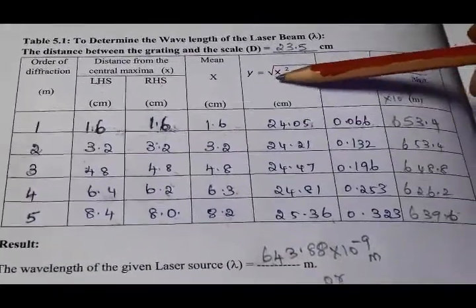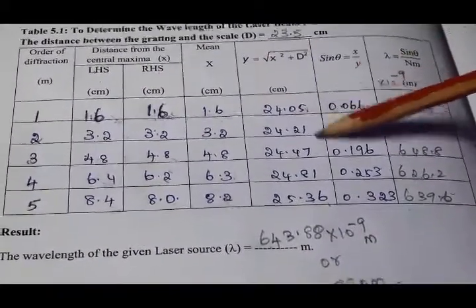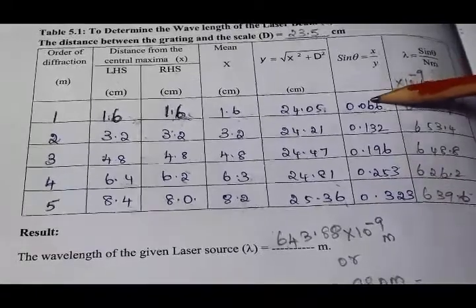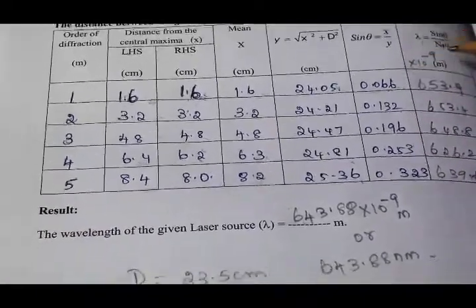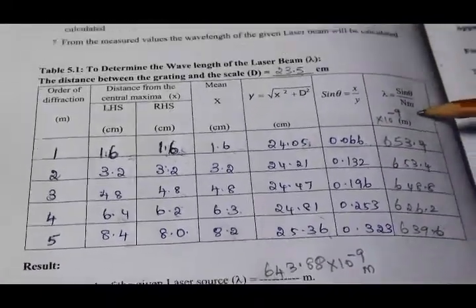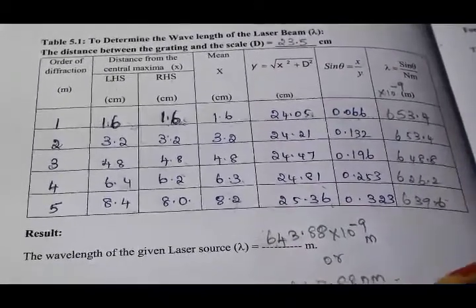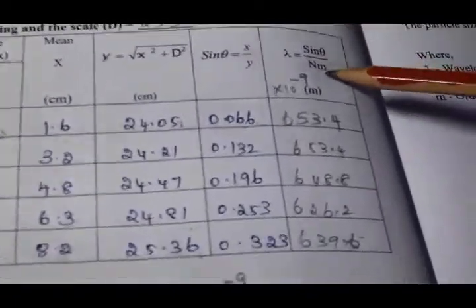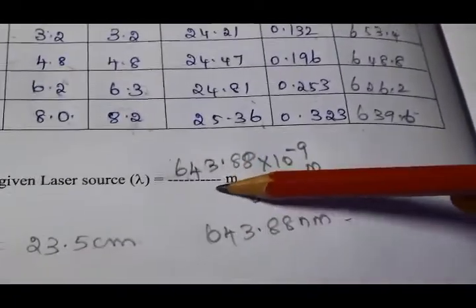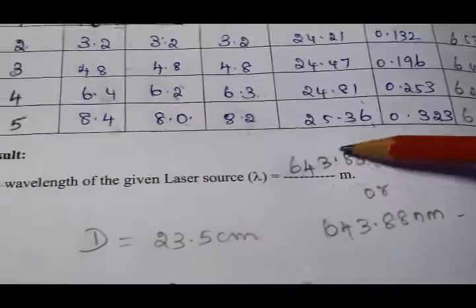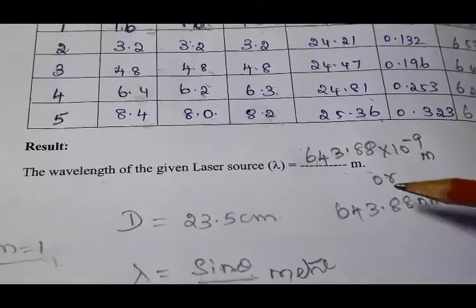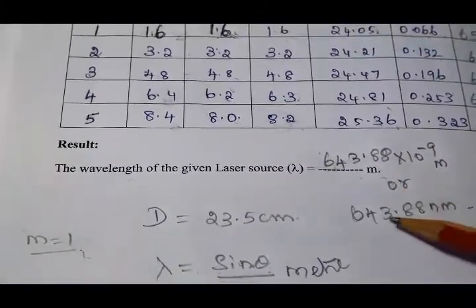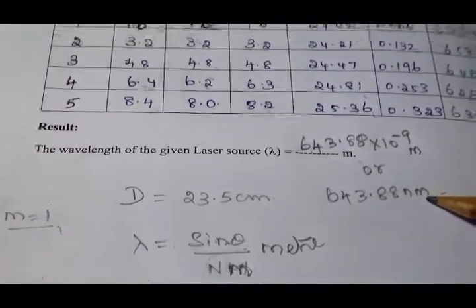The mean value you can do directly, and y is equal to root of x squared plus d squared, that also you can do directly. But for sin theta is x by y, and for lambda is equal to sin theta by Nm, for all the orders you have to show separately, and then take the mean of this lambda column. You will get the wavelength of the given laser source, which is around 600 nanometer. In our case we got it as 643.88 nanometer.